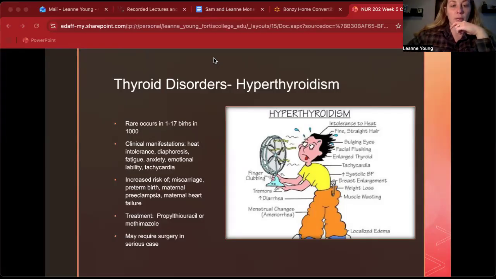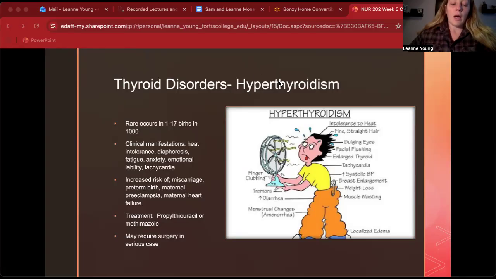When we talk about hyperthyroidism, it's pretty rare. It occurs in about 1 to 17 births in 1,000. Like I said, hypothyroid is typically what we see more whenever we're talking about thyroid disorders. You should know your clinical manifestations of hyperthyroidism versus hypothyroidism. For hyperthyroidism, these patients are going to have heat intolerance. They're going to have diaphoresis, so they're going to be sweating a lot. Fatigue, anxiety, emotional lability, and tachycardia are common. Some patients will also complain about palpitations.